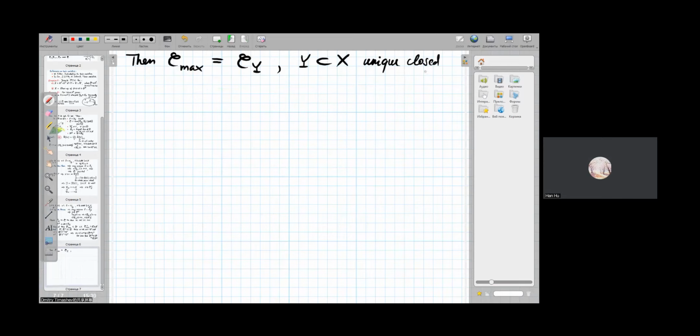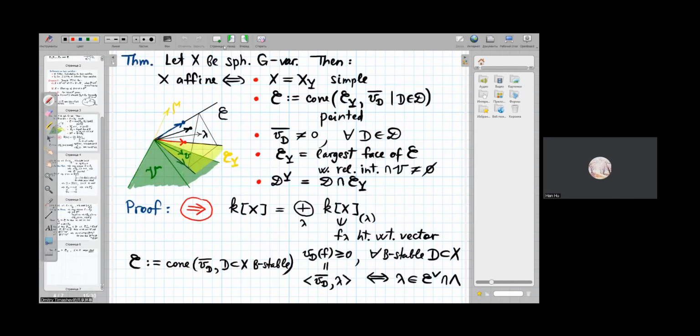Unique closed orbit. And we have proved, therefore, by the way, that X is simple. It contains a unique closed orbit. And the colored cone for this closed orbit will be the largest face of C with the relative interior intersecting V. So we have proved this property.